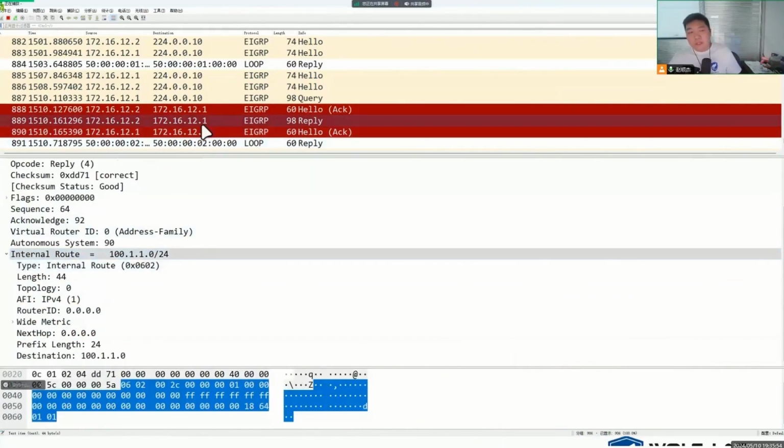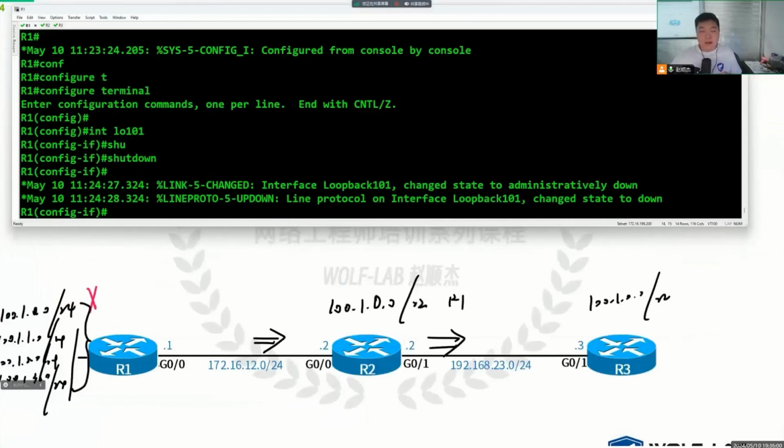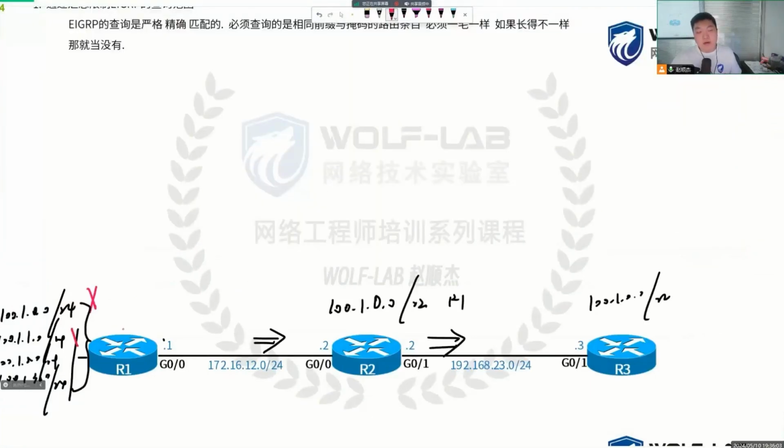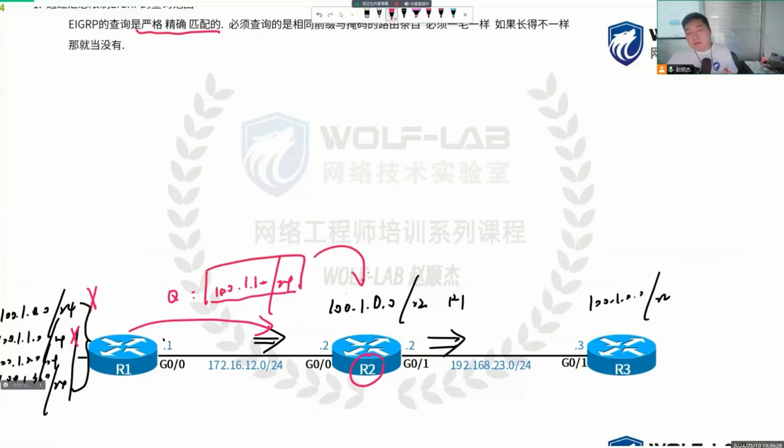Why? You're querying for 100.1.1.0. R1 lost the route for 100.1.1.0. He queries for it too, 100.1.1.0/24 route entry. Students, what I lost is it. I query for it too. Then, when R2 receives the query message, he must match it exactly, completely and precisely. It must be the exact same route entry for me to be able to query it. And when I look in my routing table, there is simply no such route entry. In my database either, there is no such route entry, meaning I simply can't get there.